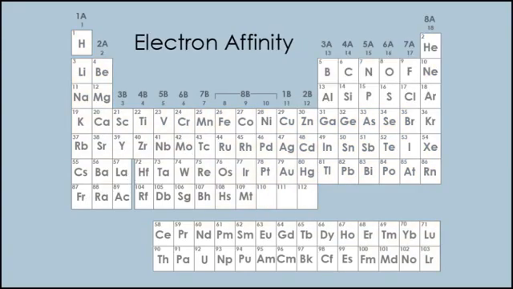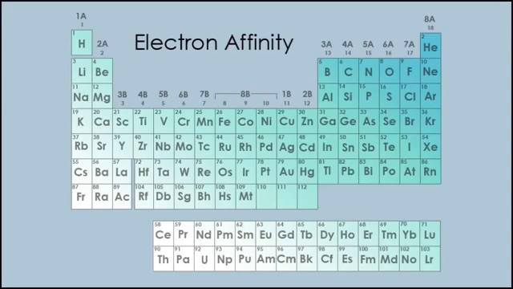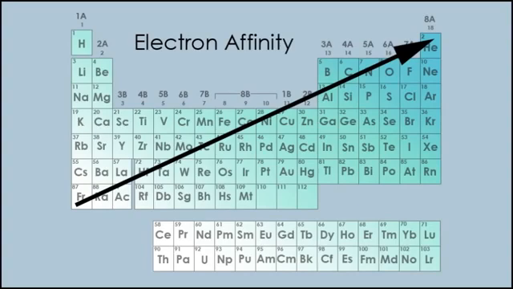Electron affinity is the energy gained by an atom when it gains an electron to form an anion. Another way to think of this is the energy required to remove an electron from a singly charged anion. Atoms with fewer protons have higher electron affinity. The trend can be observed that electron affinity increases up and to the right on the periodic table.